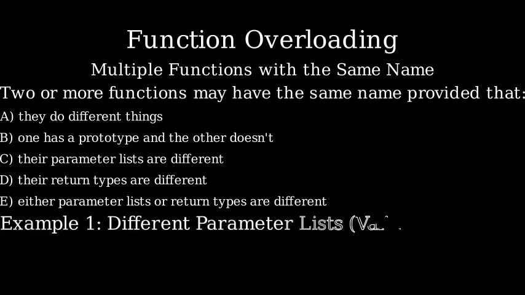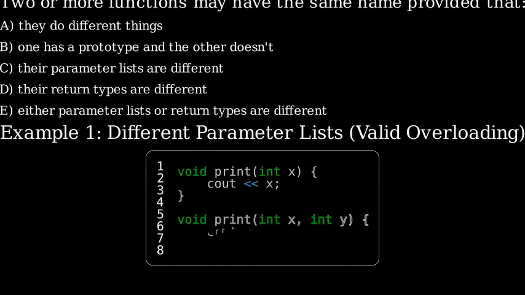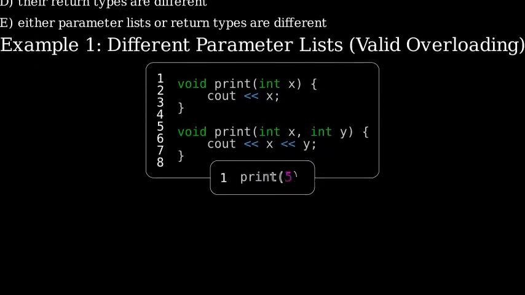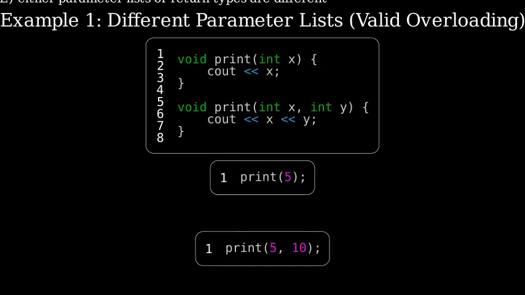Let's understand this with examples. First, let's look at functions with different parameter lists, which is the correct answer. This is valid function overloading because the compiler can distinguish between the functions based on their parameter lists. When you call print with one parameter, it knows to use the first version. When you call it with two parameters, it uses the second version.